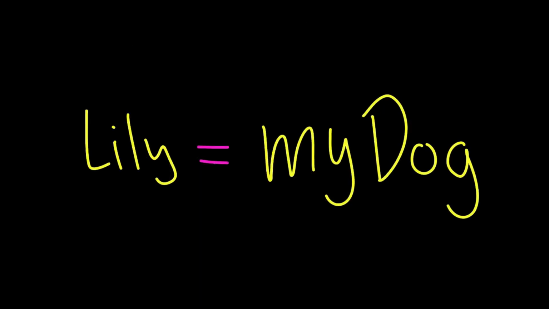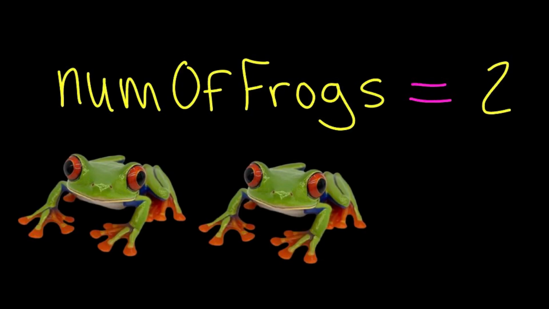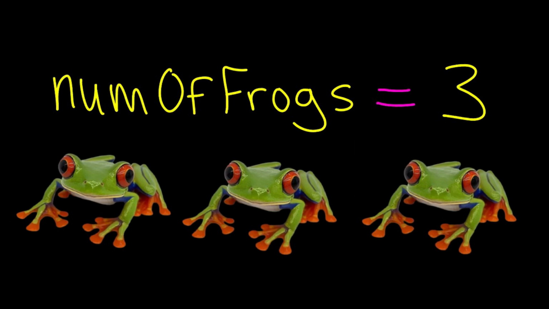Variables make our code more versatile and reusable. For example, you can take a collar off one dog and use it for a different dog. In the same way, let's say I'm using a variable to store the number of frogs in a room. At first, I might set the value to 2, but when another frog stops by, I'll need to update it to 3. I can use the same variable for an entirely different value.